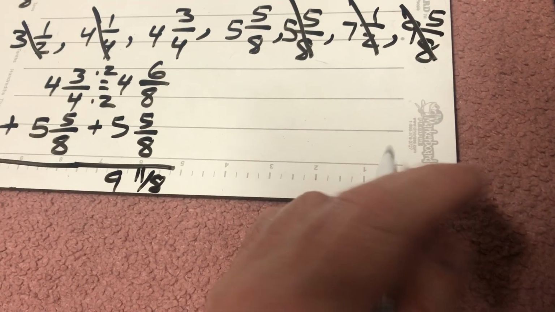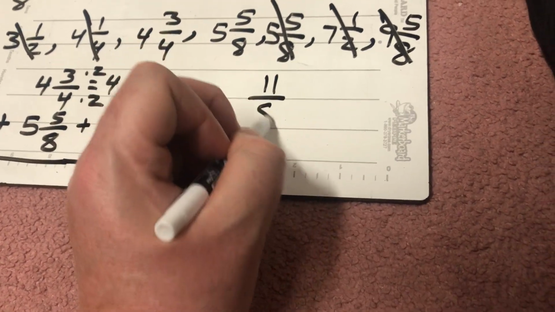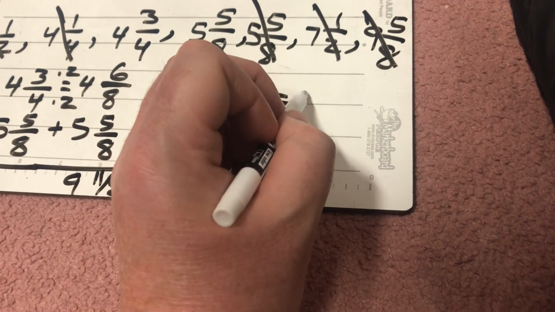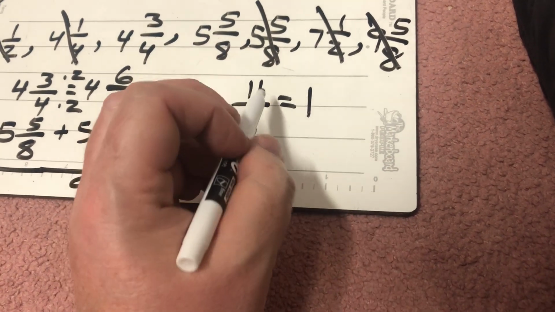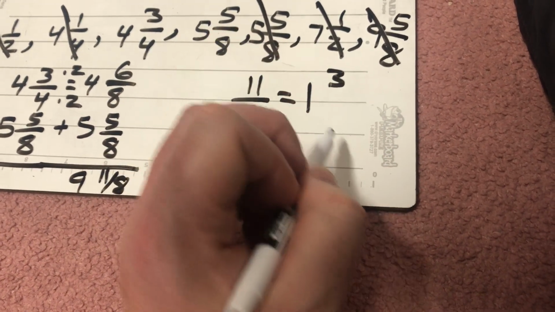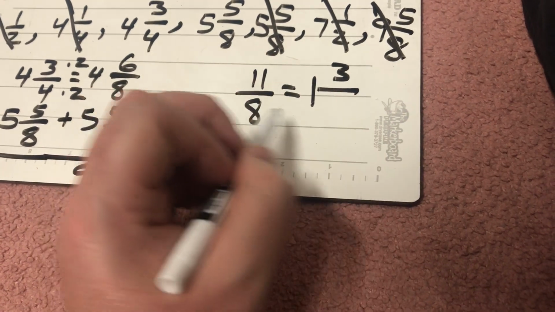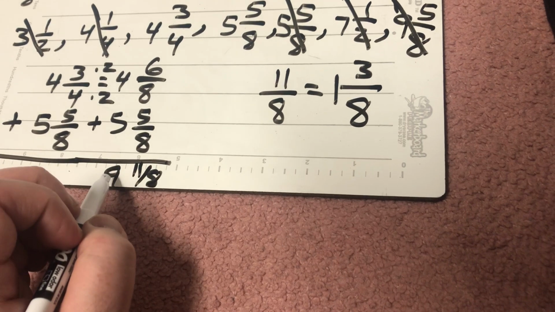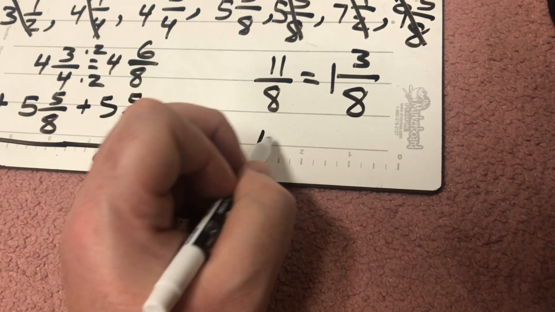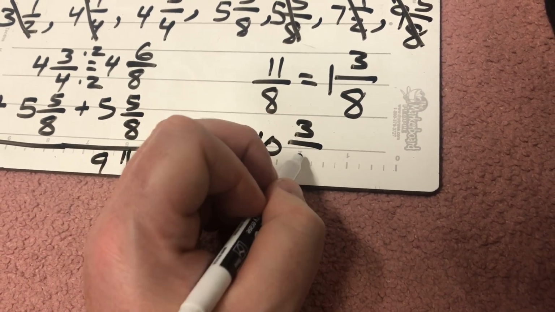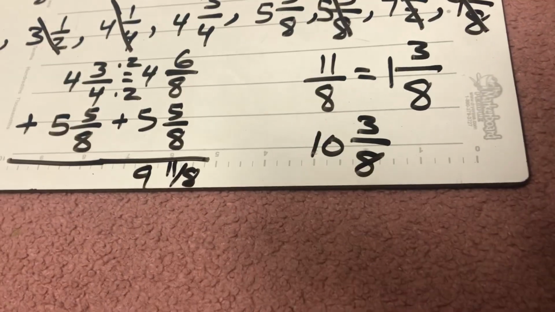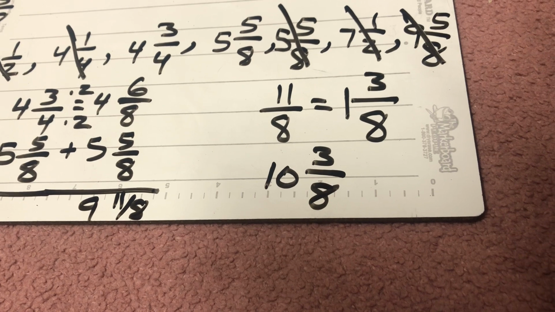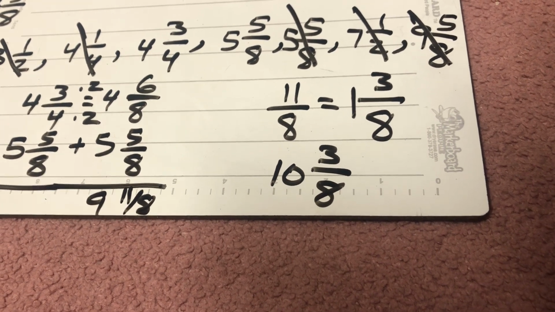When I look at my 11/8, I've got to turn that into a mixed number. 8 can go into 11 one time, with 3 left over. My denominator here is 8, so my denominator here is 8. I can't forget about the 9, so I'm going to add that to the 1. That leaves me with 10 and 3/8, and that is in simplest form, because no number besides 1 can go into both 3 and 8.